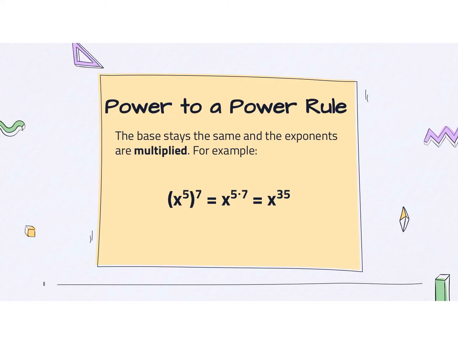Power to a power rule. The power to a power rule says the base stays the same. Remember, we always work with common bases. And the exponents are multiplied, just like I said.